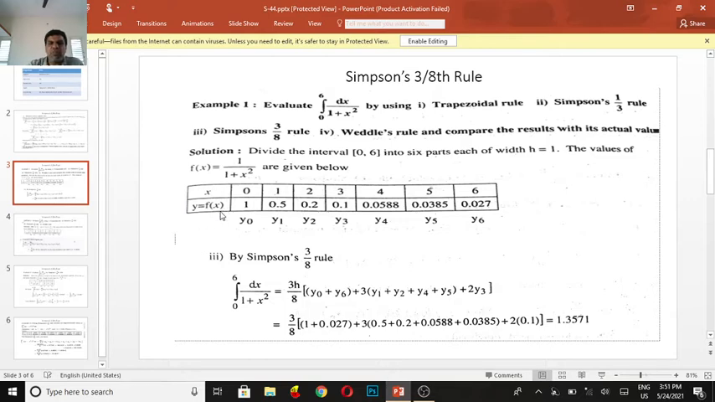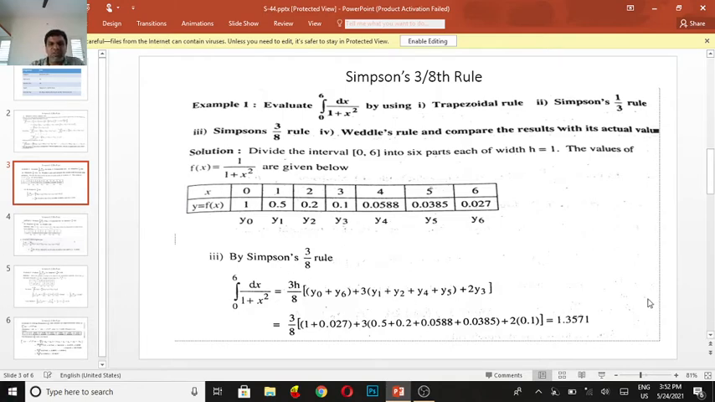The corresponding values of f(x) are: if x is 0, f(x) is 1; if x is 1, f(x) is 0.5; if x is 2, f(x) is 0.2; if x is 3, f(x) is 0.1; if x is 4, f(x) is 0.0588; if x is 5, f(x) is 0.0385; if x is 6, f(x) is 0.027. I call these y0, y1, y2, y3, y4, y5, y6. So I come to Simpson's 3/8 rule.